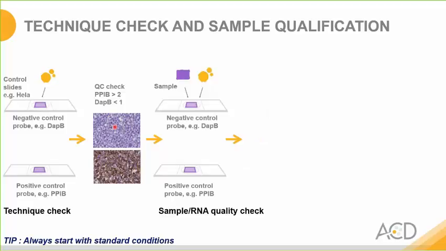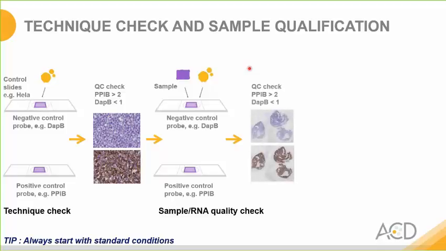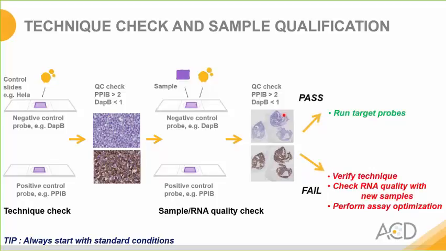In the next step, moving on again from potentially cell lines and control tissues to a sample tissue, the same set of positive and negative control probes are used to test the sample. Again, if the PPIB shown in the lower panel shows greater than 2 dots per cell, and the DAP-B, the negative control, shows less than 1 dot per cell, then that sample can then be moved on to assess with the target probe of interest.